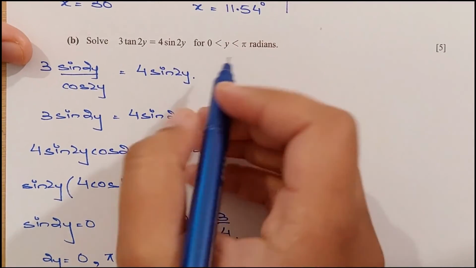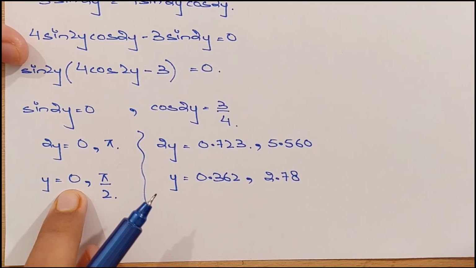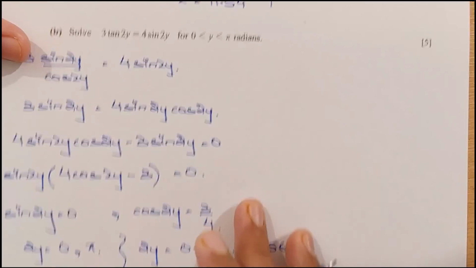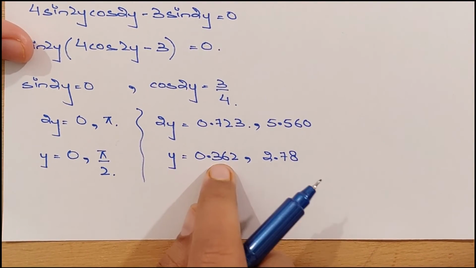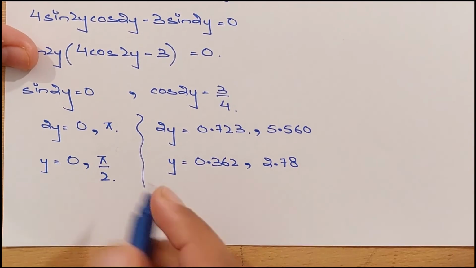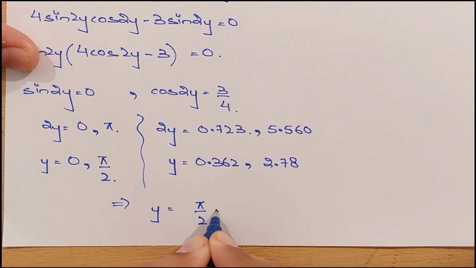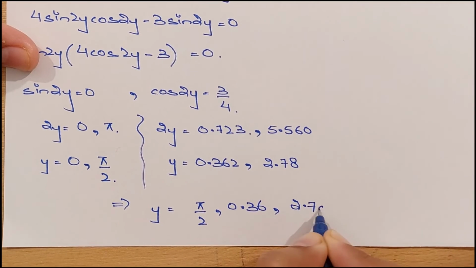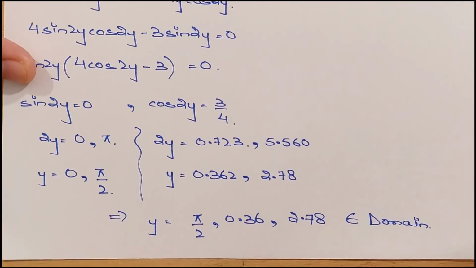Now as you can see, the domain is between 0 and pi radians. So this 0 does not belong to the domain because there is no equality at 0, and pi is basically 3.14. So pi by 2 is half of pi. 0.36 is also in the domain. 2.78 is also in the domain. So we can say the only values of y that satisfy the domain are pi by 2, 0.36, and 2.78. These values satisfy the domain.